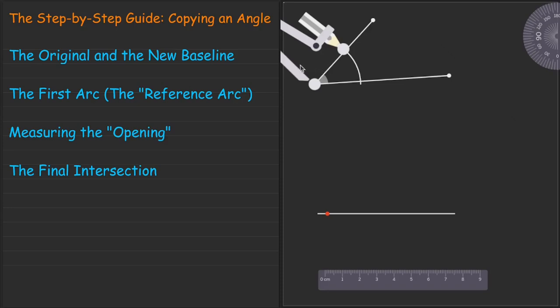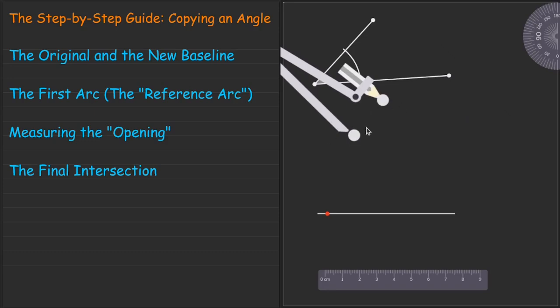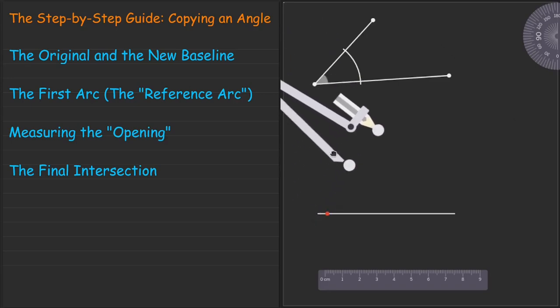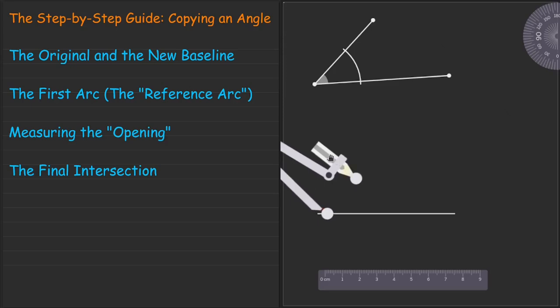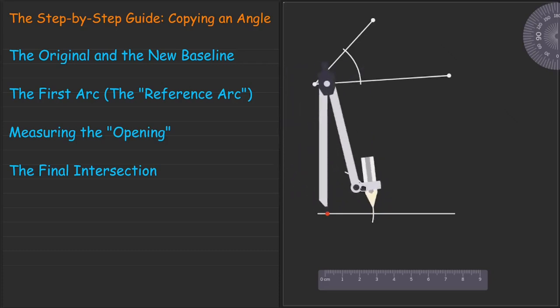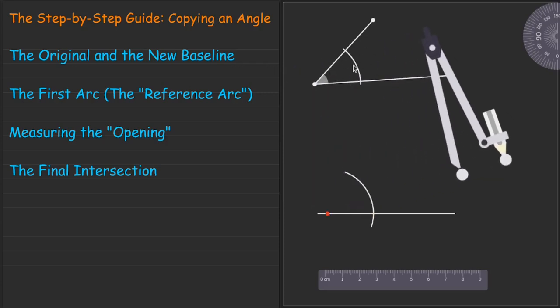With this drawn arc, you make sure you don't close the compass, neither do you open it. The same measure that you used to draw this arc, you now come and stand at this point, the new vertex of the angle you want to construct, and use that same opening to draw another arc. So this becomes our reference arc, and it has helped us to draw an arc on the new baseline we want to work on.